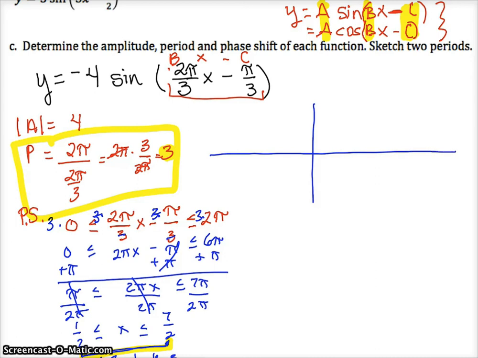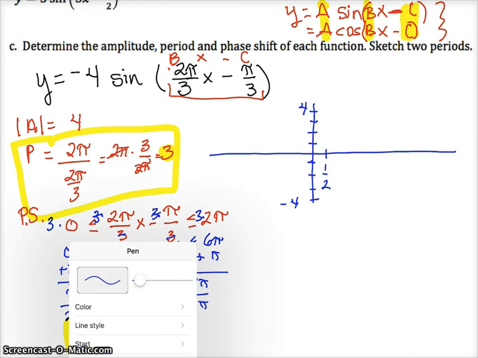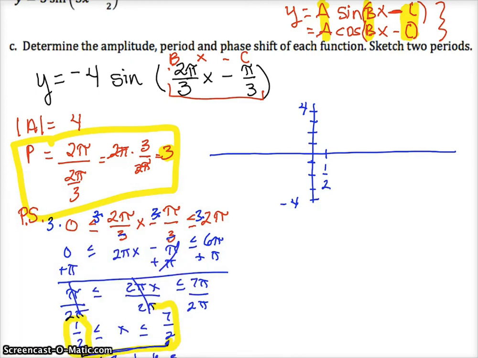I know that my max value is 4, so make sure you have a 4 on the y-axis. And the min is -4, so make sure you have a -4 on the y-axis. Now, remember, our endpoints are +1/2 to 7/2. So I need to shift over to the right from 0 and +1/2, and then I'm going to just count that distance to the right until I get to 7/2.